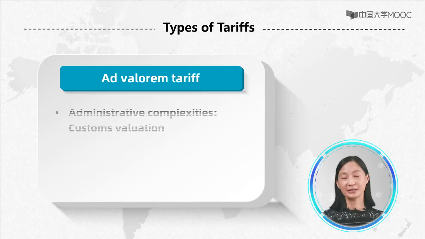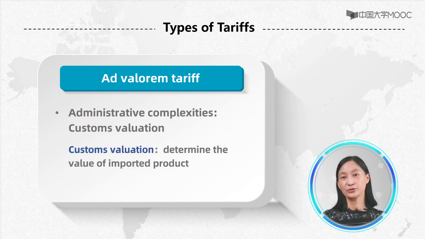An ad valorem tariff at first appears to be simple, but in practice, it has suffered from administrative complexities. The main problem has been trying to determine the value of the imported product, a process referred to as customs valuation. Import prices are estimated by customs appraisers, who may disagree on product values. Moreover, import prices tend to fluctuate over time, making the valuation process rather difficult.